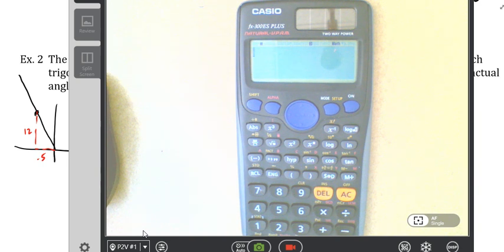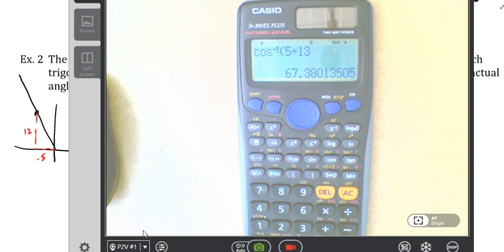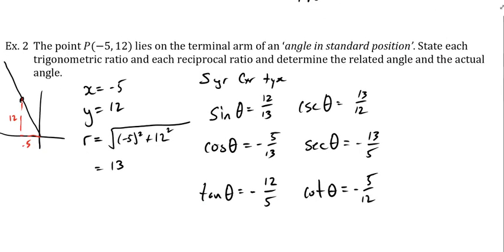We're looking for the related angle first. That's always what we do. If you rely on your calculator without understanding what you're doing, inevitably you're going to make mistakes. So we're not going to rely on our calculator. We're going to understand what we're doing. And so I'm going to go shift cos of 5 divided by 13. Make sure you've got brackets around the 5 divided by 13. It's going to give me an answer of 67.38. We're going to round to the nearest degree. It doesn't say. So if cosine of theta equals just positive 5 over 13, theta gave me 67.